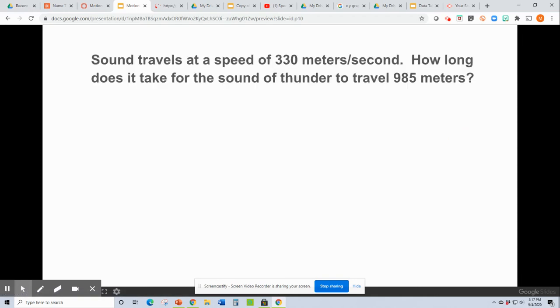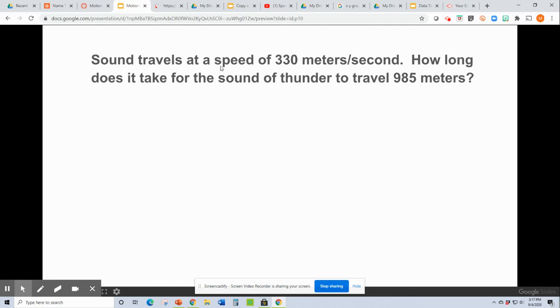But what if we switch it up on you? What if we said this problem? Sound travels at a speed of 330 meters per second. You notice we're giving you the speed. We're not asking you to calculate the speed. But now we're asking something different. How long does it take for the sound of thunder to travel 985 meters?